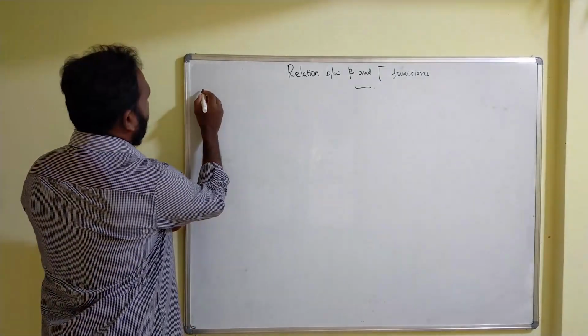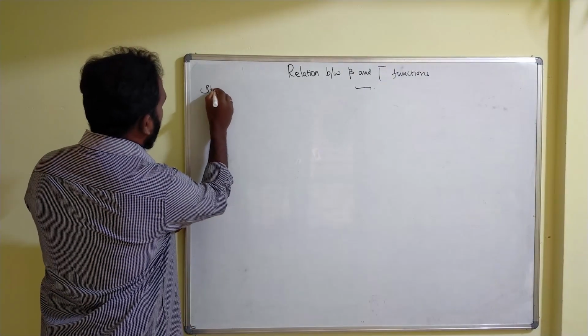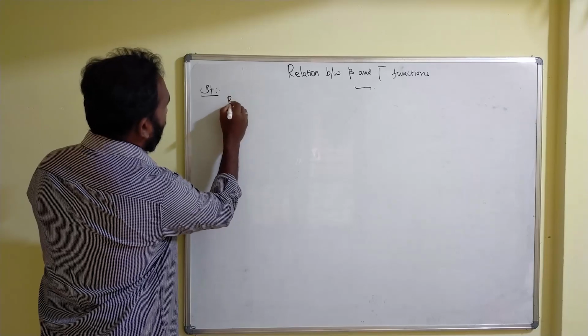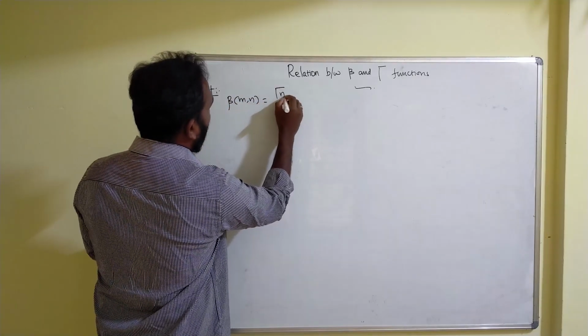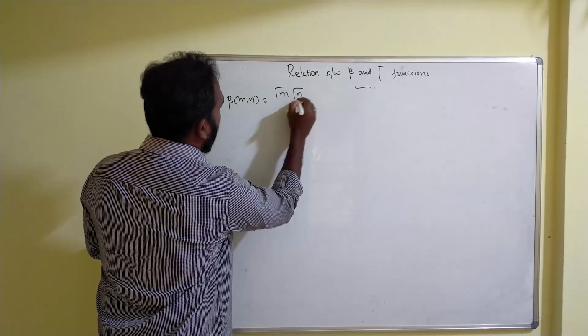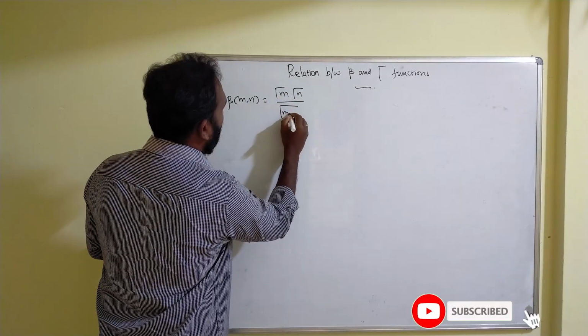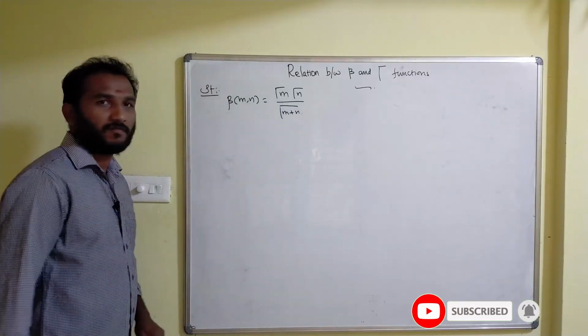So let's take the statement: beta of m comma n is equal to, we need to prove, gamma of m into gamma of n divided by gamma of m plus n. So this is what we need to prove.